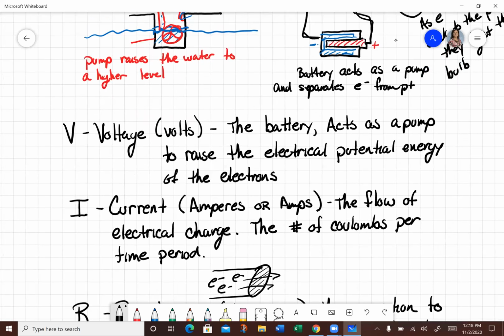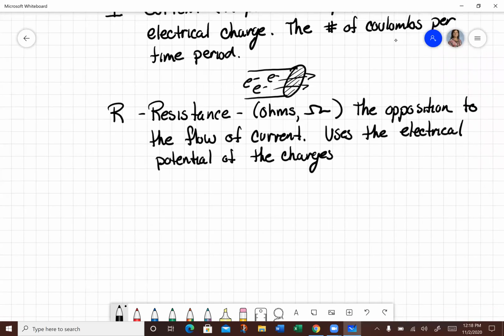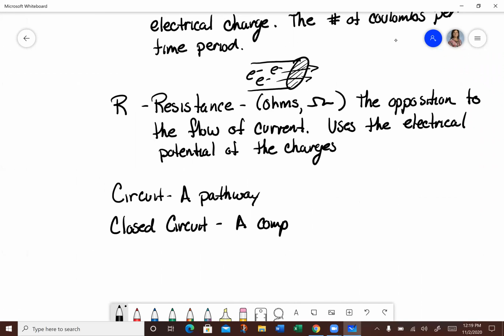So in each circuit, to be complete, we have our power source, we have our resistor that's going to use up the energy, we have the wires that carry that electrical current. So some other terms that I want you to be familiar with is simply the word circuit. Circuit simply means a pathway. If we have a closed circuit, we have a complete pathway with no gaps.